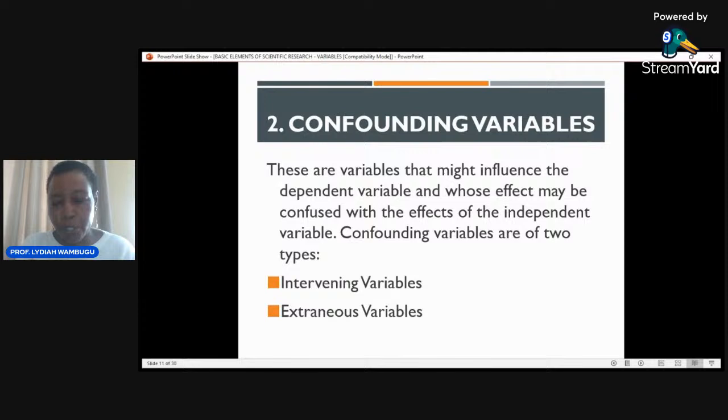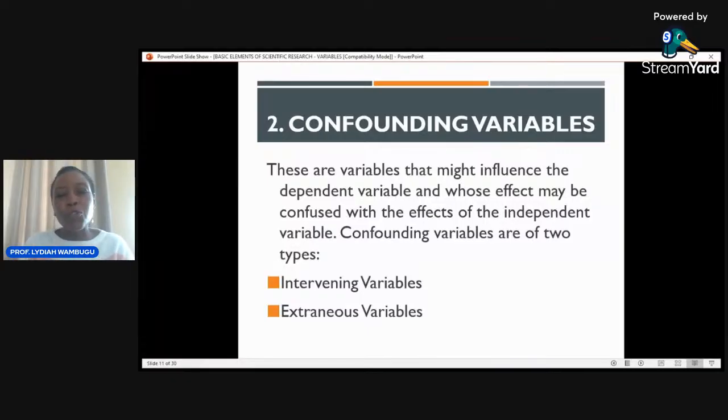Confounding variables. We have moved from IV and DV, and we have said those two always move together. You cannot talk about the independent variable on its own without talking about the dependent. The two must go hand in hand, because IV influences DV. IV causes DV to appear. So without IV, there is no DV.